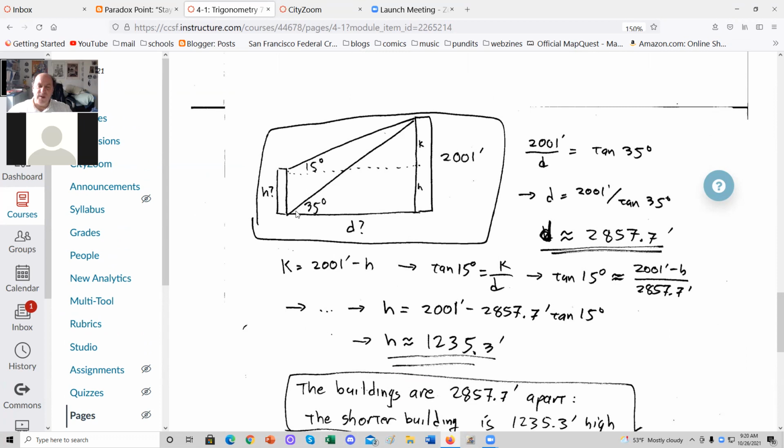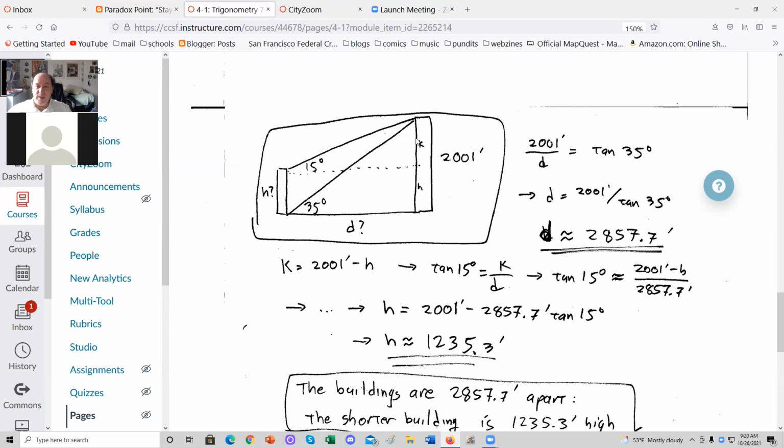It's 35 degrees. If you ride the elevator up to the top floor and get on the roof, then the angle of elevation to the top of the other building is 15 degrees. The question is, what's the distance between the buildings and what's the height of the shorter building? Okay, this we kind of have to sleuth our way to.